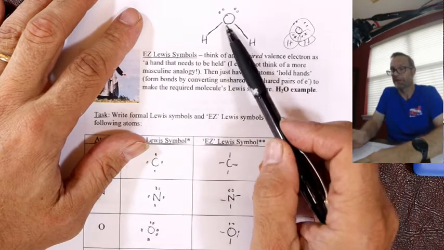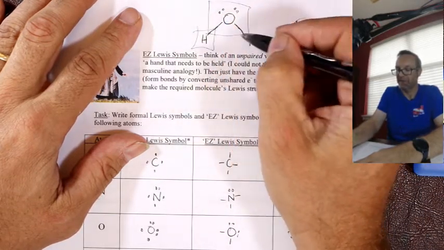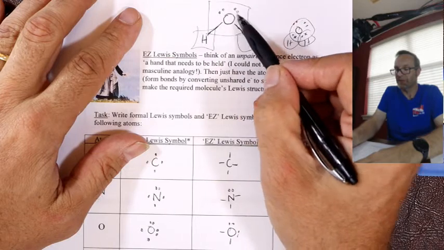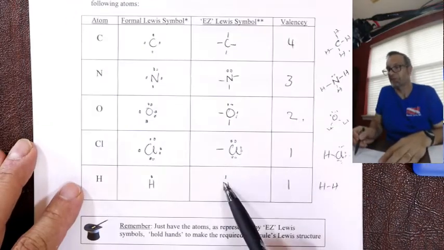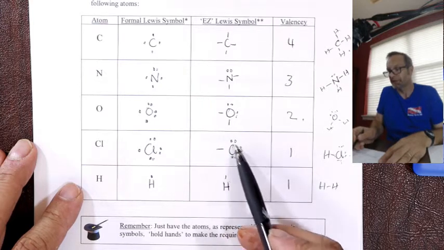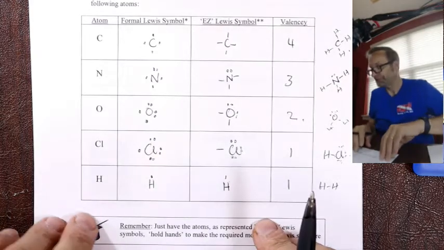Look up there, we got one. If I go like this, a nice way to think about it, kind of separate them out: oxygen, 2 sticks, 2 lone pairs; hydrogen, 1 stick. If we jump down to hydrogen, hydrogen just needs the 1 stick. Chlorine, 1 stick, 3 lone pairs. Okay, so that's the easy way to do it.